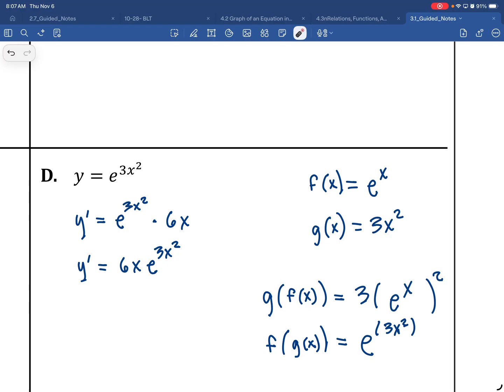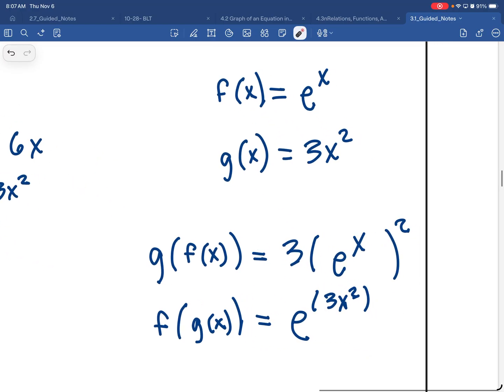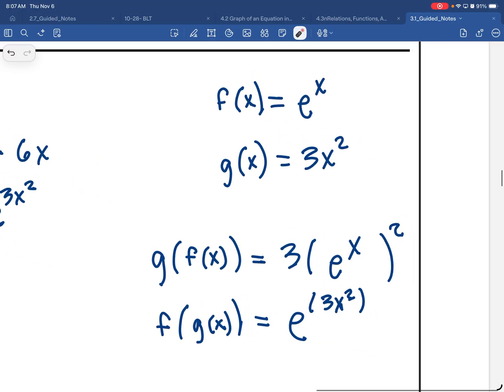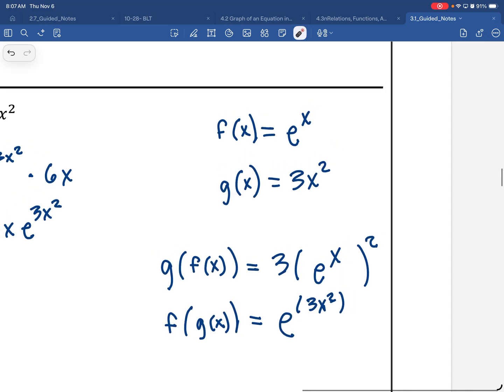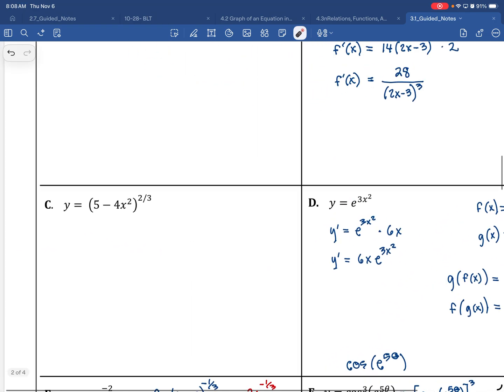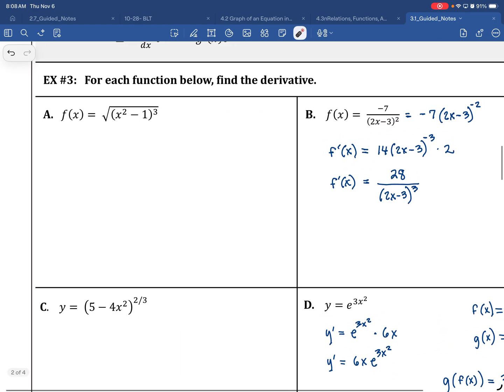Yeah? I don't really know of a better way to help you see it, but it kind of sucks. That's good. Okay. A, is that what you said? A.